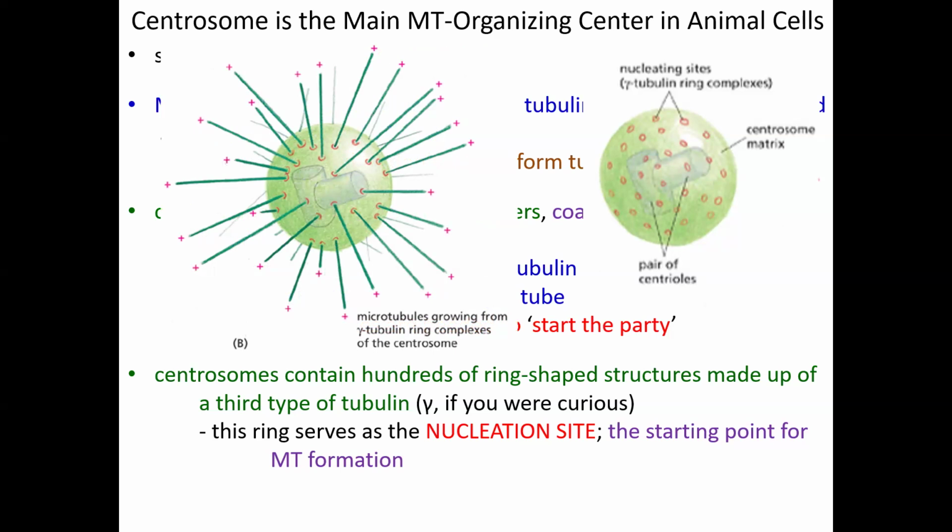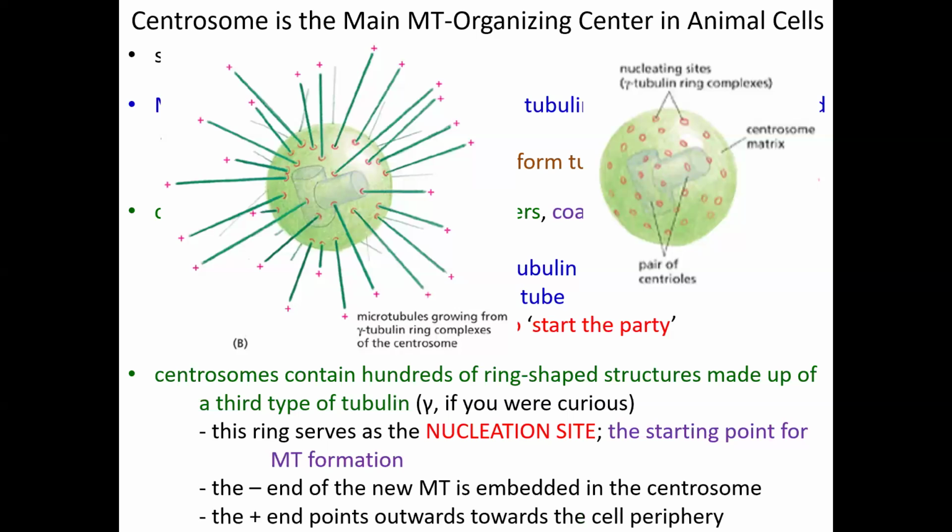The negative end of the microtubule is embedded in the centrosome. It's beta tubulin. Let me get that right. Hold on. Yeah, it's beta tubulin that interacts with gamma. And so the negative end of the microtubule is embedded in the centrosome, and the positive end of the microtubule reaches out towards the cellular periphery, in the direction of the cell membrane and the organelles that are further out in the cell, in the cytosol.